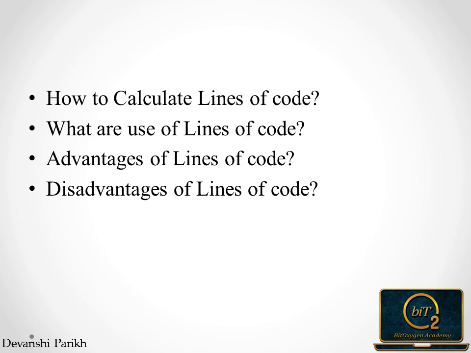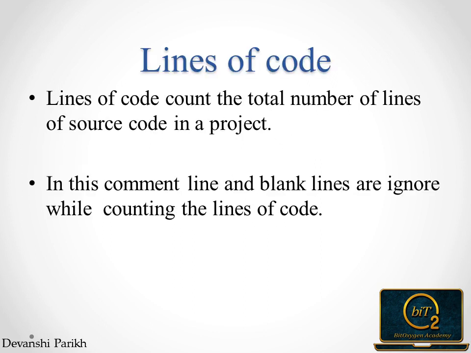Now let's see the first one, that is lines of code. In this we will see how to calculate lines of code, what the uses of lines of code are, and the advantages and disadvantages of lines of code. Lines of code is estimated by counting the number of source code lines in a developed program. Comment lines and blank lines are ignored while counting the source code. So in this program you have to count statements, declarations, etc. It is used to estimate the project size.